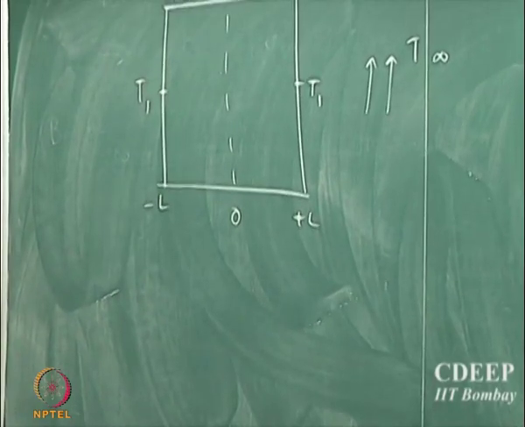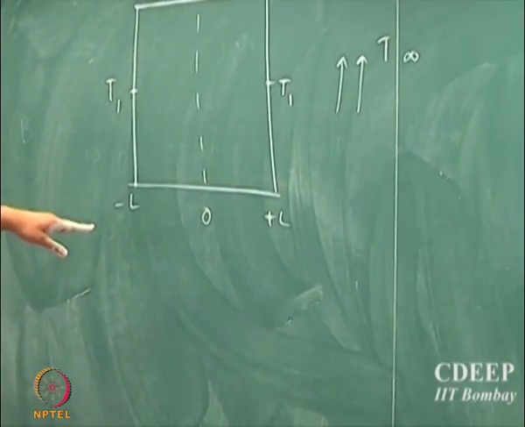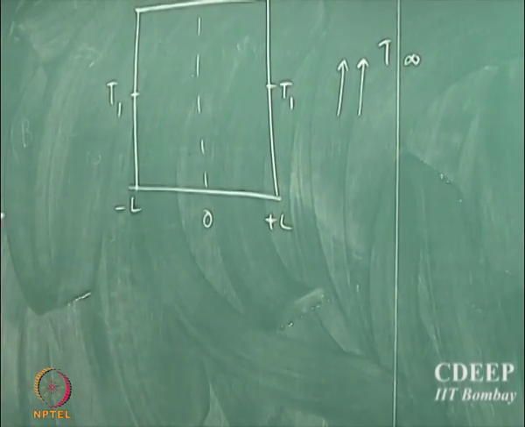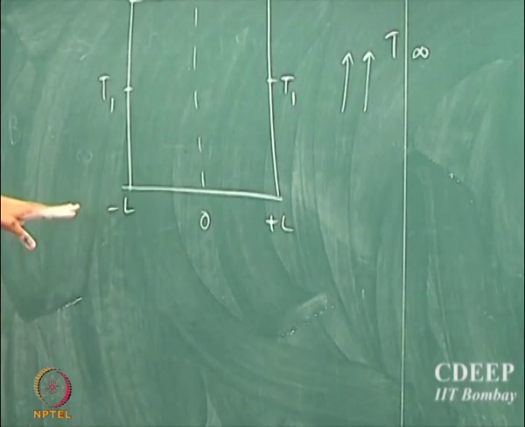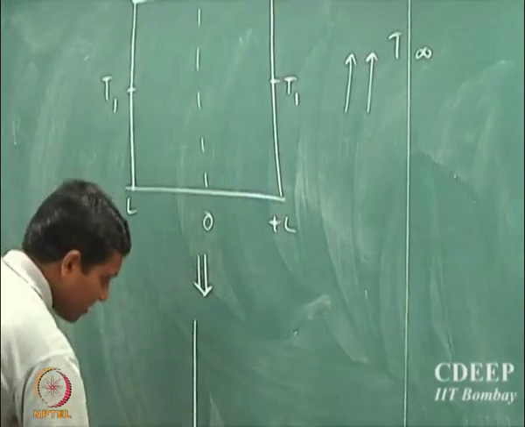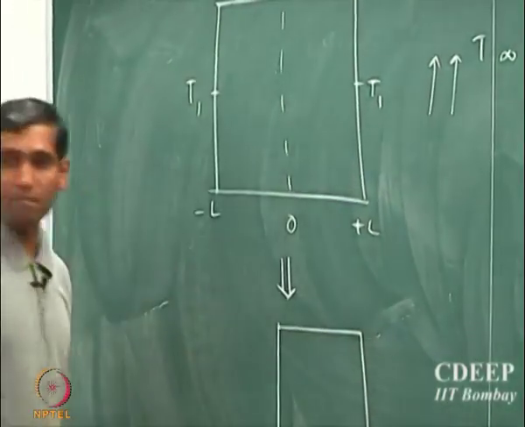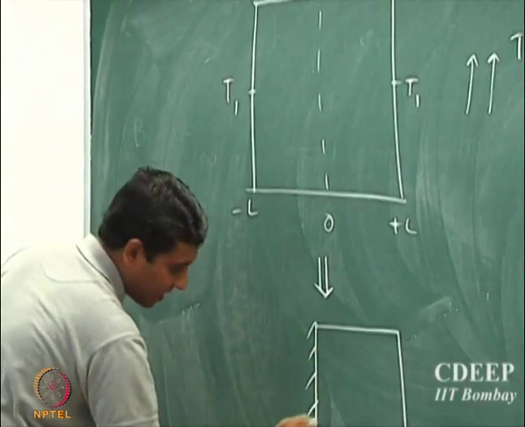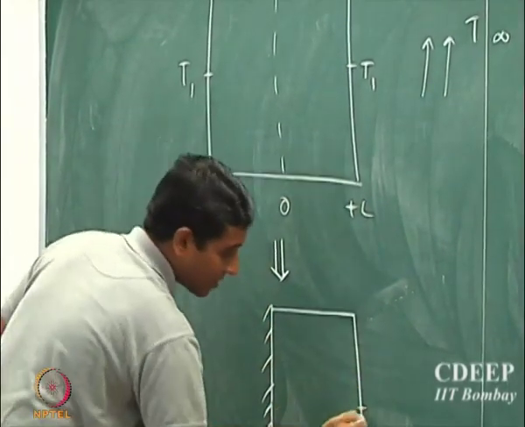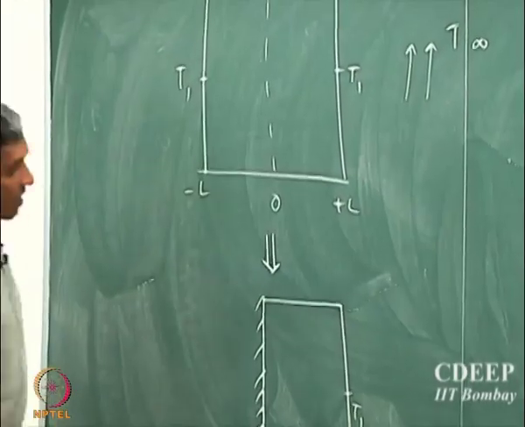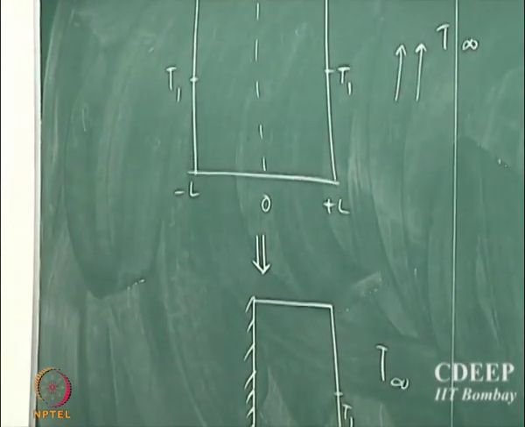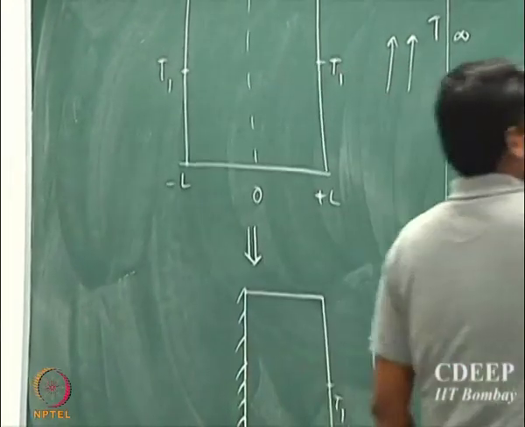So let's write the model, and in fact we can check whether the temperature profile that we intuitively guessed is the same as what we would predict from the model. So this is equivalent to a half slab with adiabatic conditions at one boundary, and the temperature here is T1, and T infinity is the temperature of the fluid flowing past it, and so we can write a model.